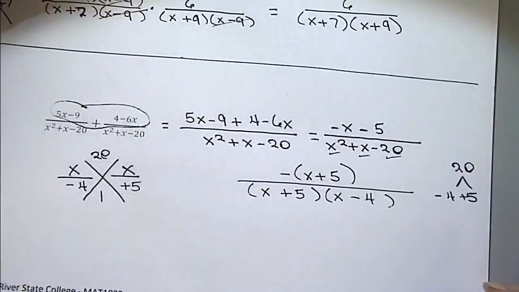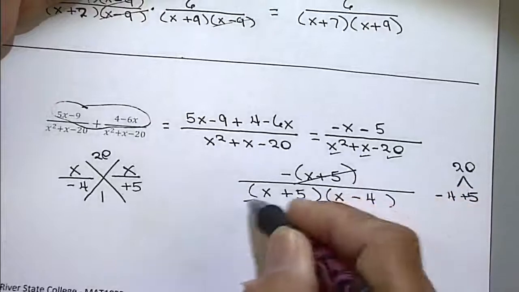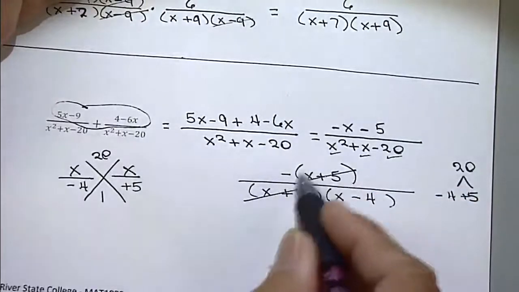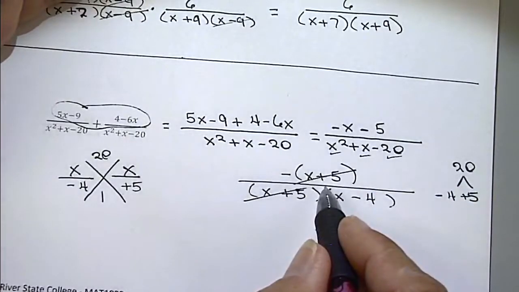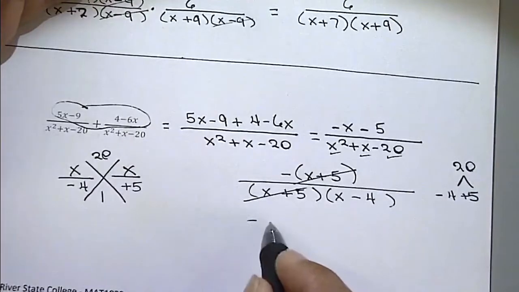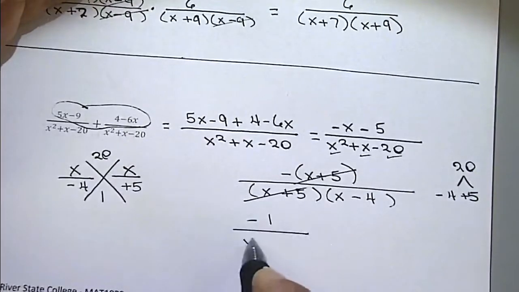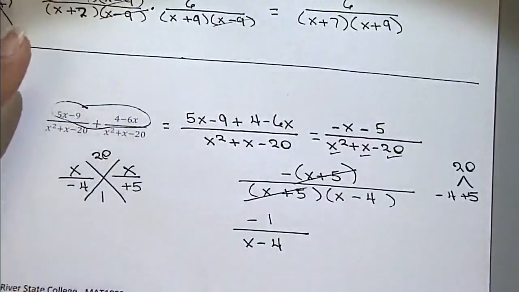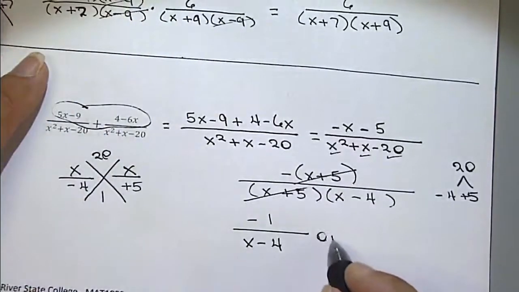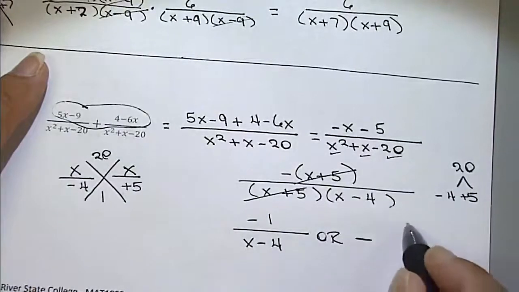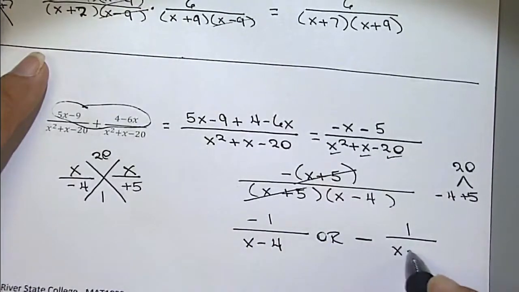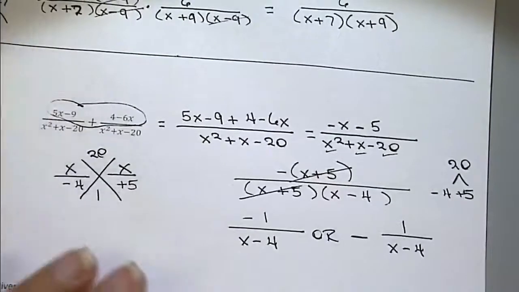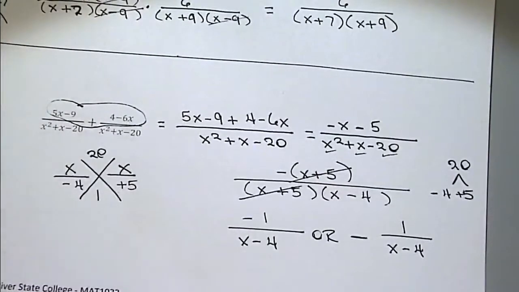Anybody? Thank you. Okay, so I have a negative what in this numerator? Yeah, thanks. Let's don't forget that. Over x minus 4. Now that looks weird. We could take that negative out front if we wanted to and write it like this. We could say this is a negative fraction. 1 over x minus 4, right? We never put the negative in the denominator.